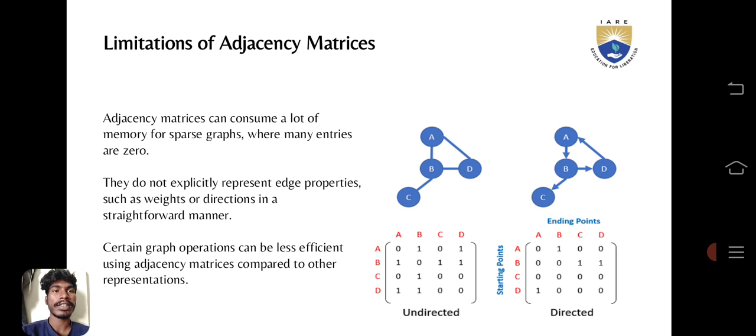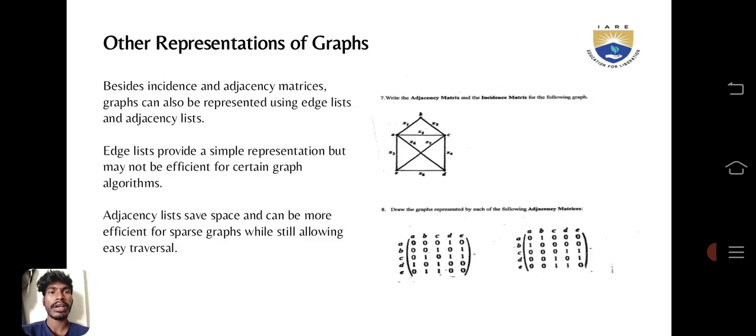Limitations of adjacency matrices. Adjacency matrices can consume a lot of memory for sparse graphs where many entries are zero. They do not explicitly represent edge properties such as weights or directions in a straightforward manner. Certain graph operations can be less efficient using adjacency matrices compared to other representations of a graph.